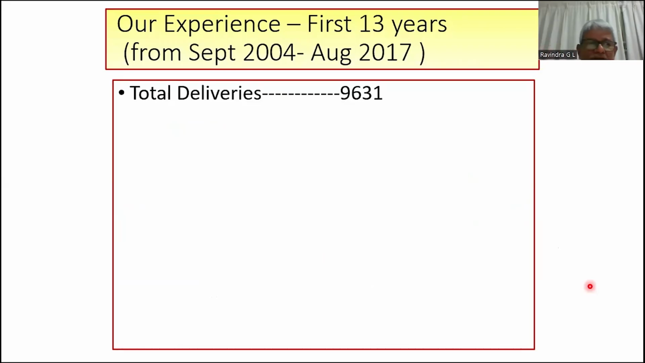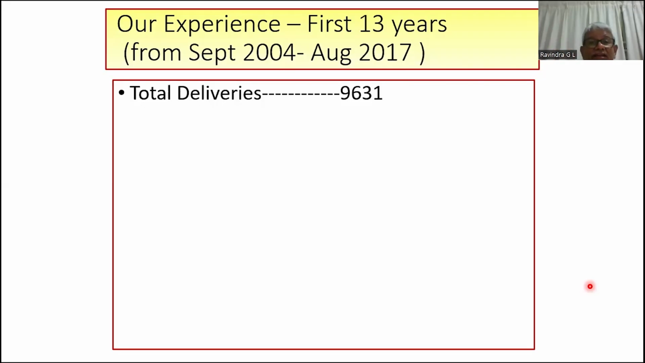Unfortunately, the hospital wherein I was working closed down for various management issues, and the whole database was completely lost. So I don't have any data as of today, but I had presented it in the Jodhpur conference. At that time, I had the privilege of having the statistics. Now I don't have it, but this is unpublished data I'm going to tell you.